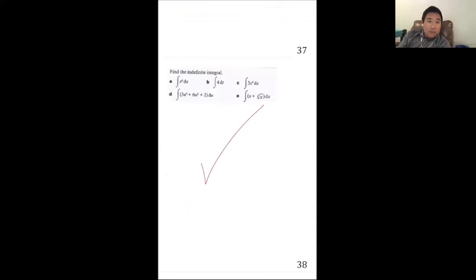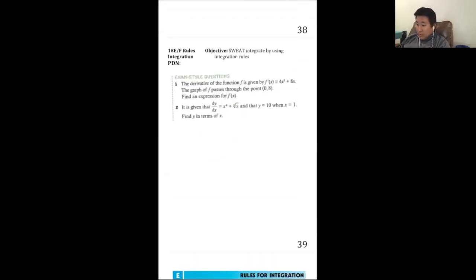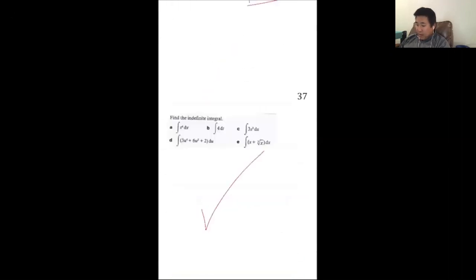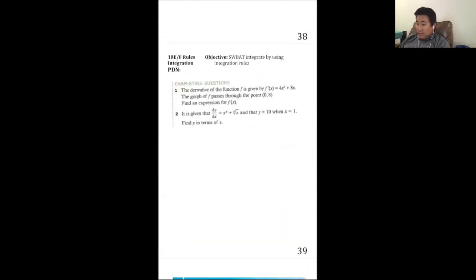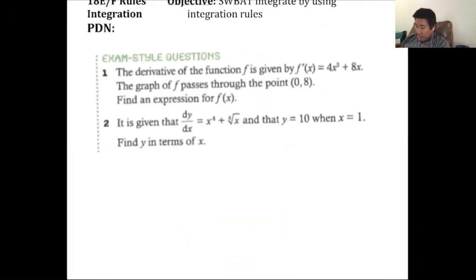Check something for you all. Find the derivative of the function given. The derivative function of f is given by this graph. The graph of f passes through the point (0, 8). Find an expression for f of x. What's weird is how we didn't do one of those problems yet. So essentially you take the integral of 4x to the 5th plus 8x dx.